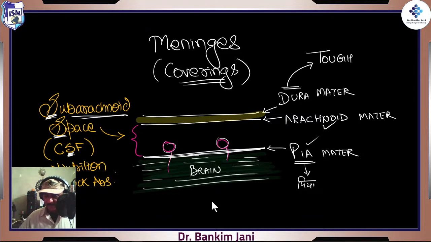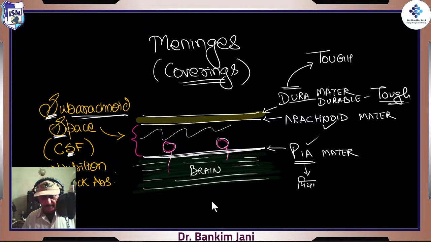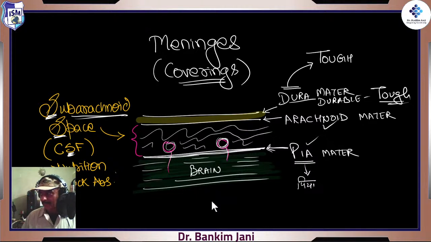And finally the tough layer, dura means durable. Durable means something which is tough, right? So durable, it is tough. So tough layer, it is outside. There is in between the arachnoid matter. Just underneath the arachnoid matter, you have got the subarachnoid space, which is filled up with the fluid, and this fluid is acting as a shock absorber, which will be having those blood vessels. And finally, the dear pia matter and the brain over there.